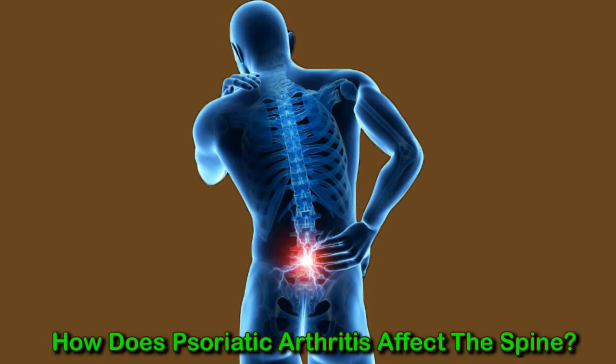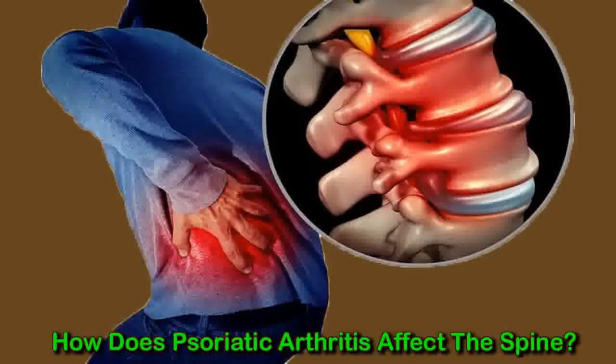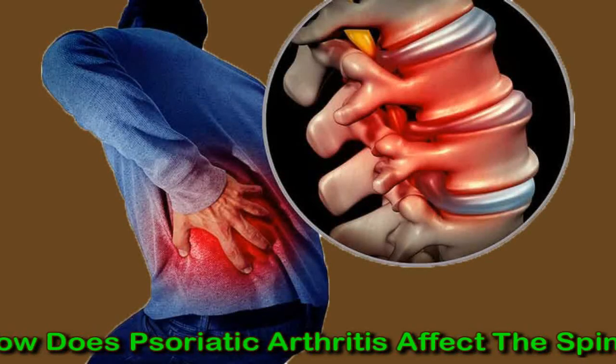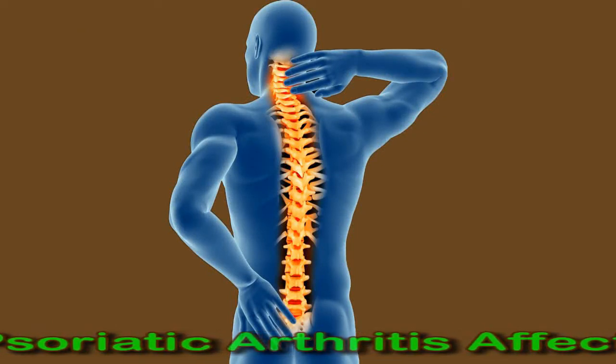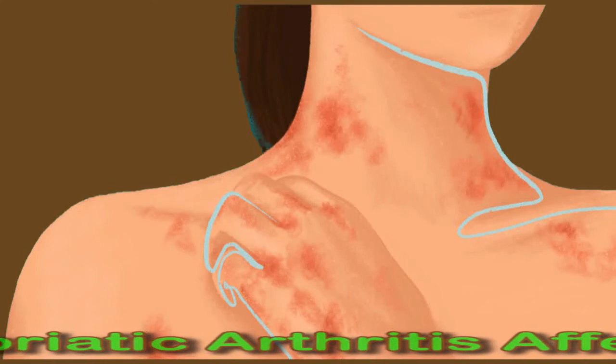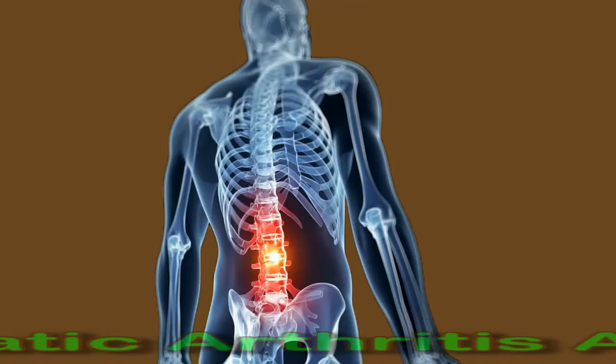When psoriatic arthritis affects the spine, doctors refer to it as axial arthritis, meaning that it affects the spine, shoulders, or hips. Axial arthritis occurs in up to 50% of people with psoriatic arthritis. If this type of arthritis affects the spine, it often affects the extremities as well.